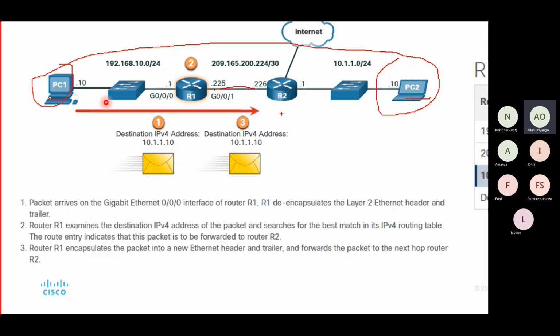So it is important to check even the process of encapsulation and re-encapsulation. What I want you to note is what happens to the packet. R1 examines the destination IP address of the packet and searches for the best match. Where am I sending this packet? It will search for the best match in its IPv4 routing table. Then the routing table entry indicates this packet is to be forwarded to R2. Okay, so the packet will be saying that the destination should be going to R2, and that is something we'll be checking.